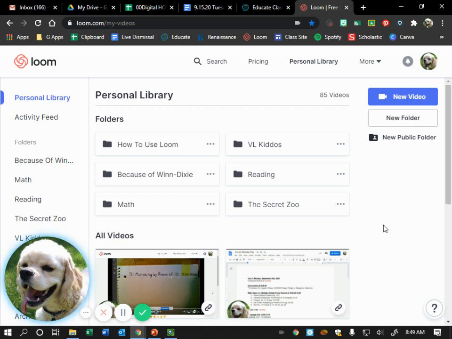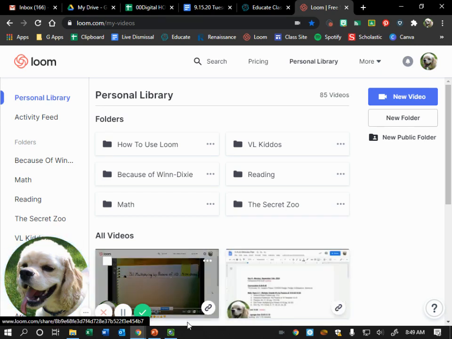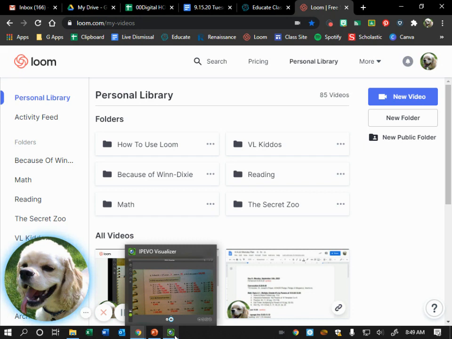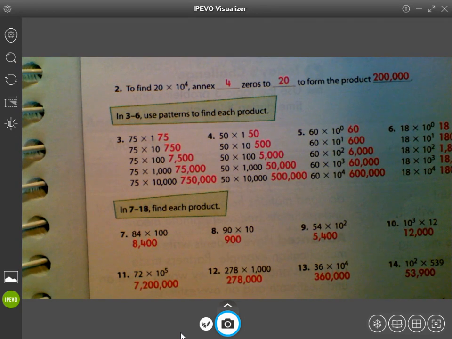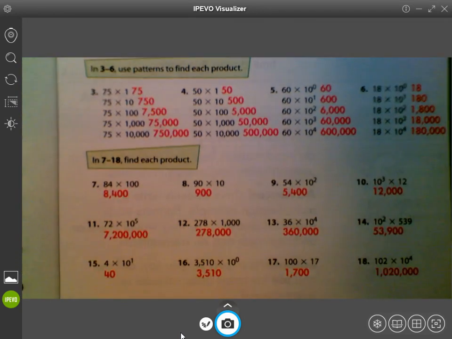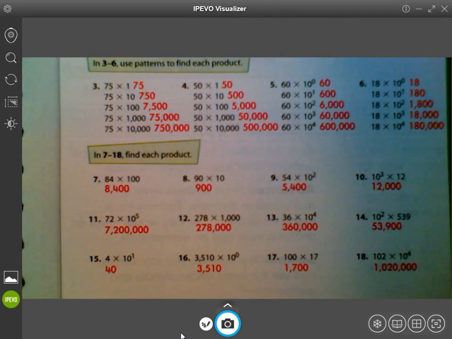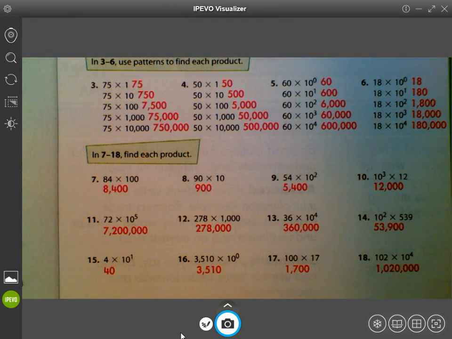Okay, we're going to go ahead and correct our homework. So you should be opened up to page 117 in your workbook. Awesome. Okay, so we started with number five. For number five, they gave you 60, and then they wanted you to multiply by a couple different powers of 10.